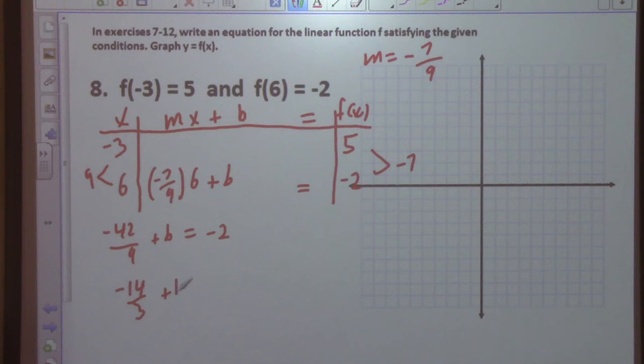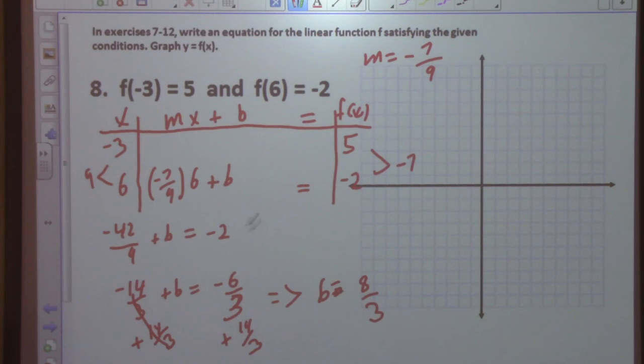Plus b equals negative 6 over 3, is that right? Or 6 over 2? No, you got 6 over 3, right? 6 over 3. And then... 8 over 3. So we have b is equal to 8 over 3. 8 thirds.